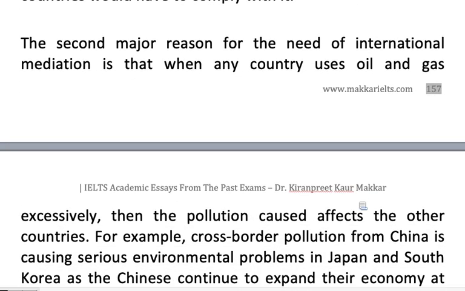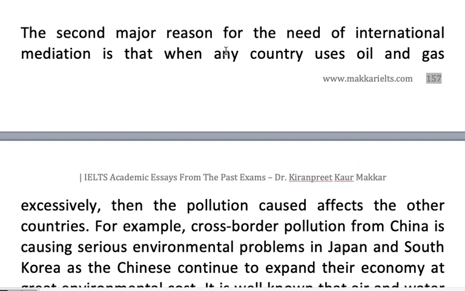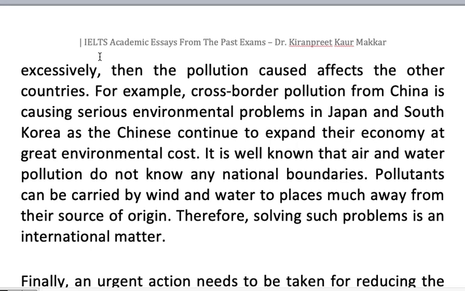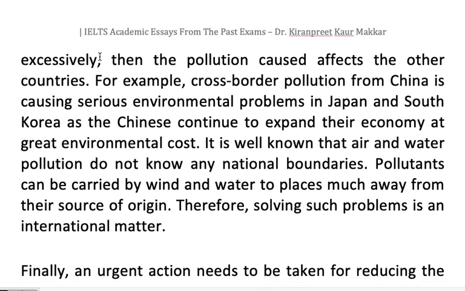Now the second paragraph. The second major reason for the need of international mediation is that when any country uses oil and gas excessively, then the pollution caused affects the other countries. So this is the second reason why the international community should intervene. If any country causes pollution, it doesn't badly affect that country only, it affects other countries also. This is called cross-border pollution. For example, cross-border pollution from China is causing serious environmental problems in Japan and South Korea, as the Chinese continue to expand their economy at great environmental cost. So this is cross-border pollution.